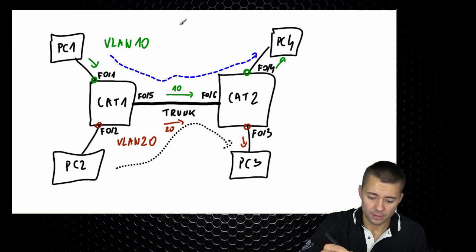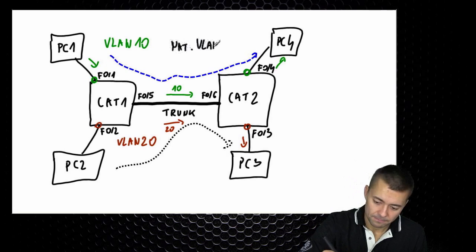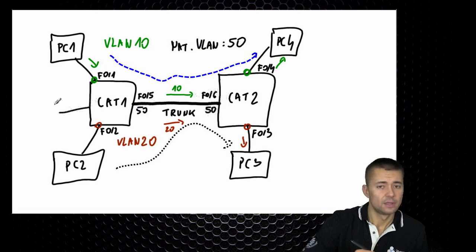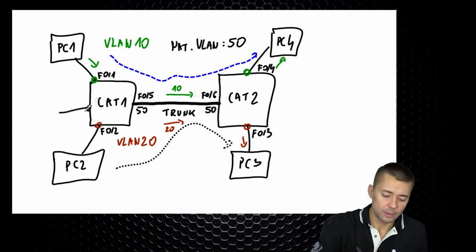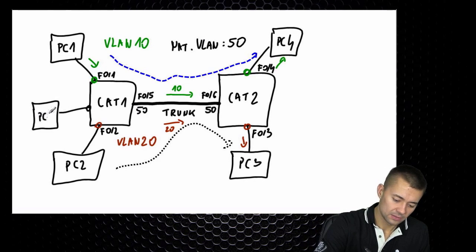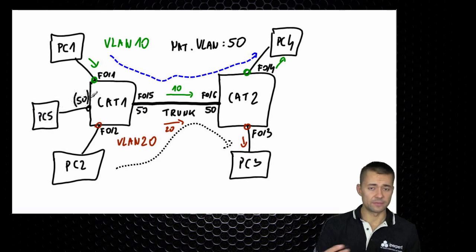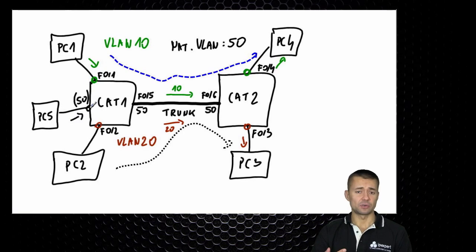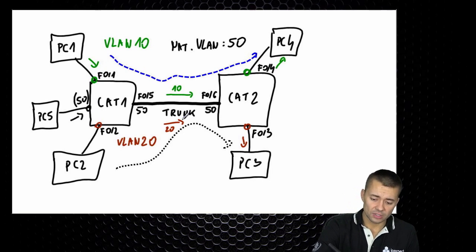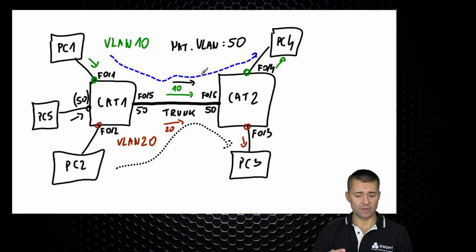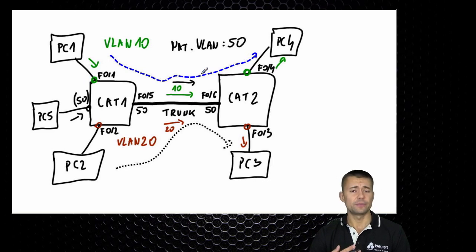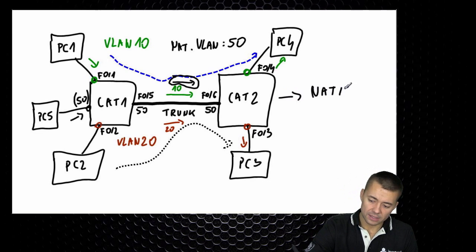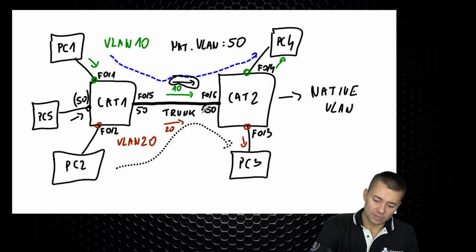Like we can say that our native VLAN is going to be 50. So 50, 50, and we can use the same VLAN on one of our access ports, like PC5, and this port is part of VLAN 50. So when PC5 sends a frame, CAT1 sees that the frame is received in VLAN 50, so it is going to send it over the trunk without a tag value. And on the other end, Catalyst 2 sees the frame without a tag value, so it is going to send it to its native VLAN, which based on this configuration is 50.